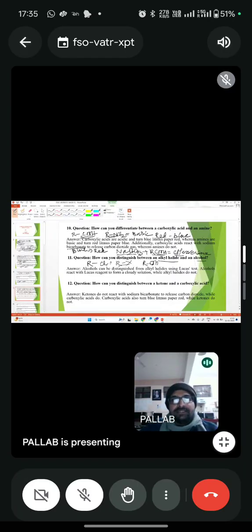How can you distinguish between alkyl halide and alcohol? We do know that for alcohol, the reagent we have used to distinguish between primary, secondary, and tertiary alcohols is, yes my dear students, Lucas reagent. What is Lucas reagent? That is concentrated HCl and anhydrous ZnCl2. This Lucas reagent can be used to distinguish between alcohol and alkyl halide.